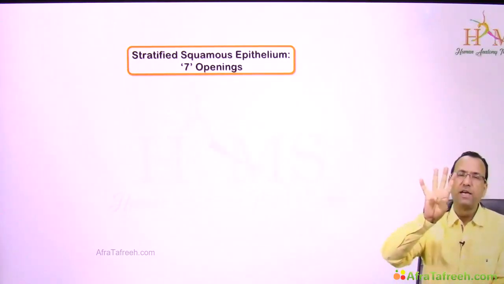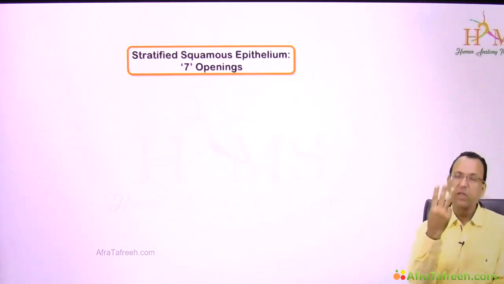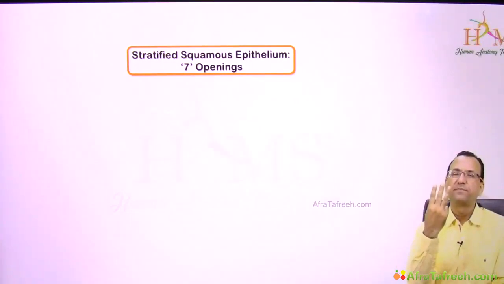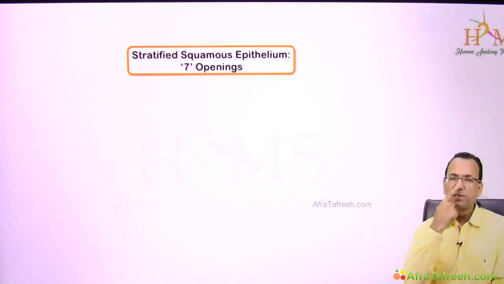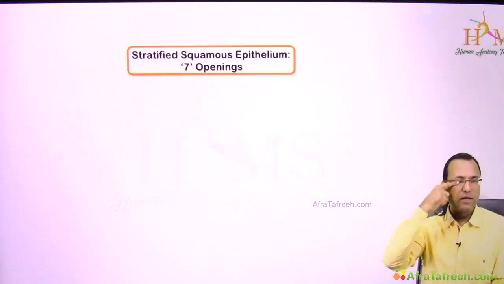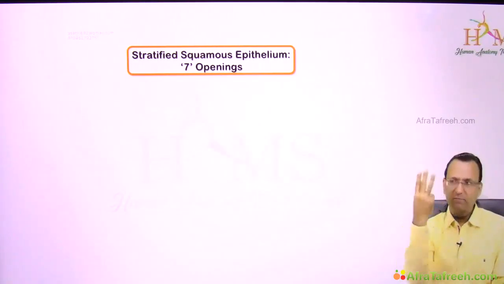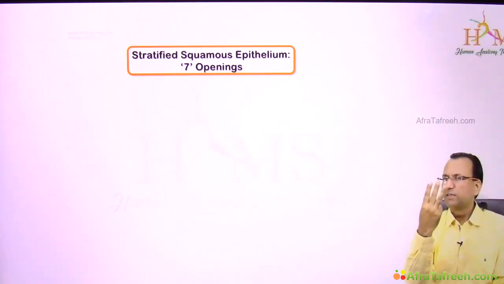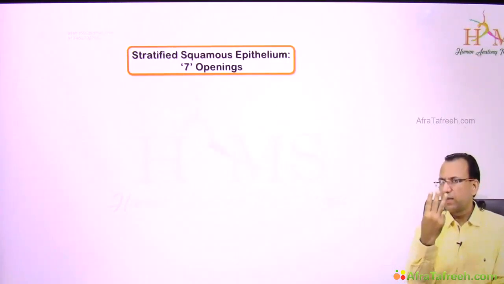4 on the face and 3 on the perineum. What are the 4 openings on the face? The oral cavity, nasal cavity, eyes and the ear. And what are the 3 openings in the perineum? You know that. Urethra, vagina and anal canal. So first we talk about the face.